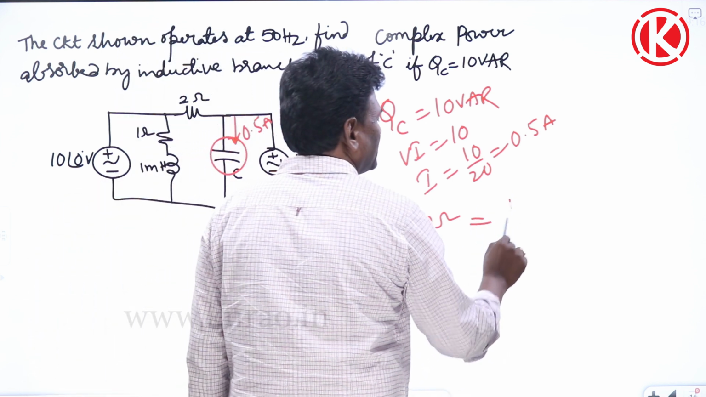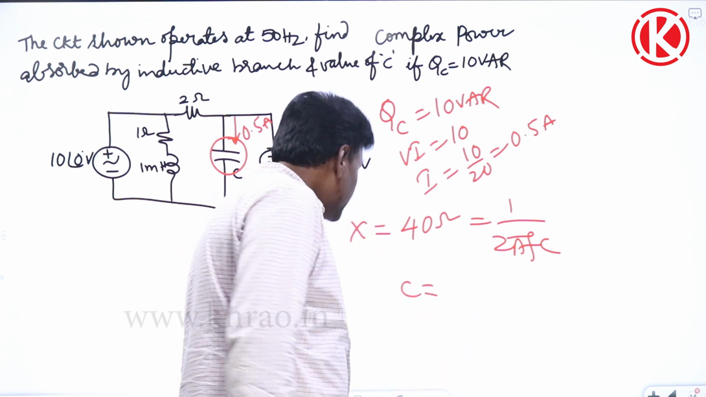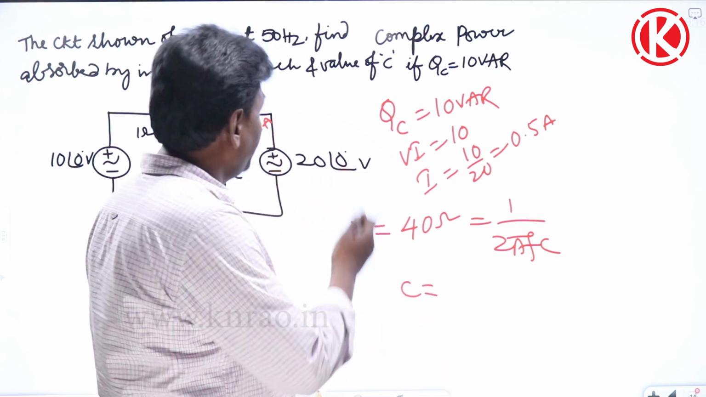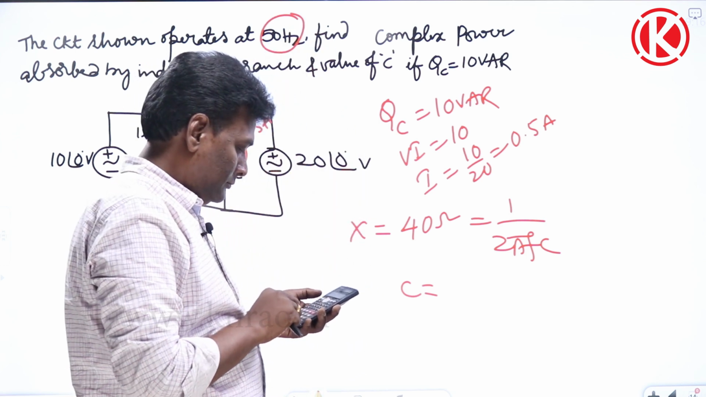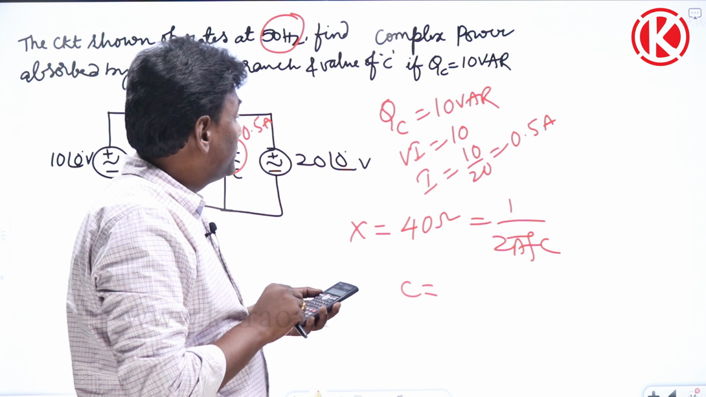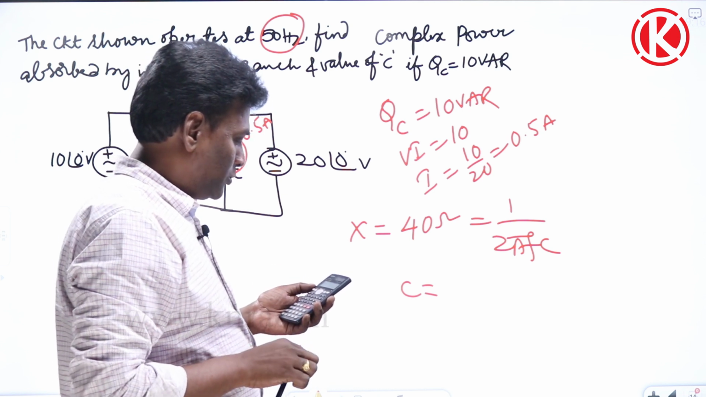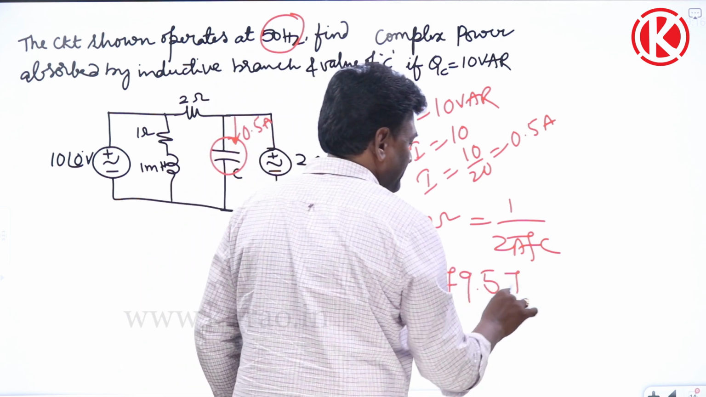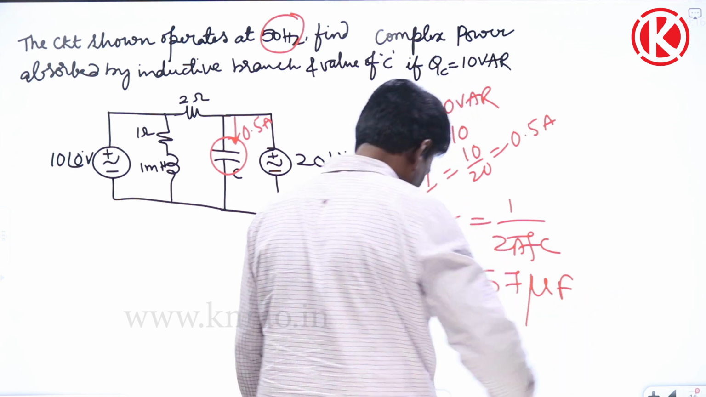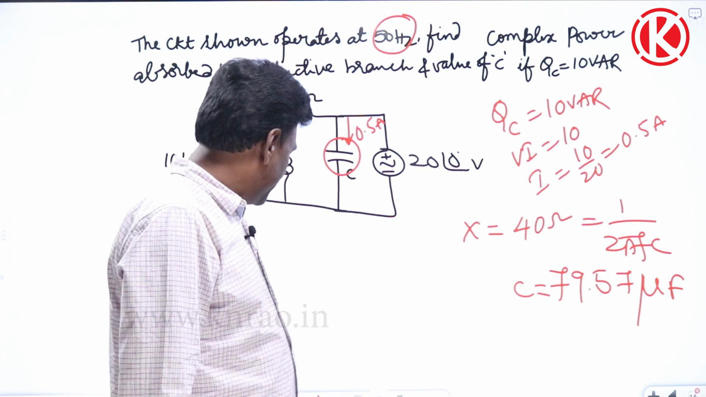What is capacitive reactance? 1 by 2 pi f C. Directly calculate C value. The frequency is 50 Hz, they have given. Right. So C equals 1 by 2 pi into 50 into 40, which gives 79.57 microfarads. One problem is done. Now let us focus on the second.